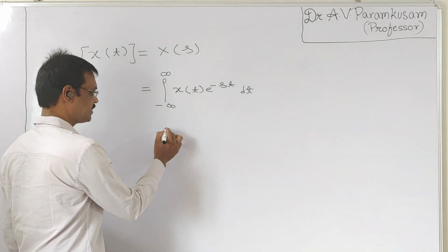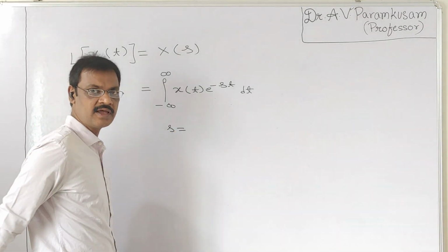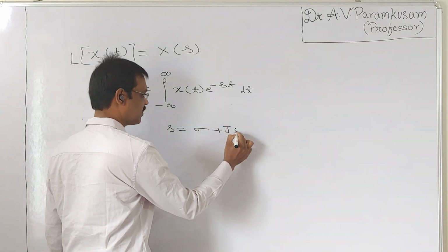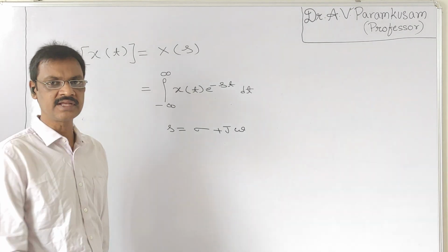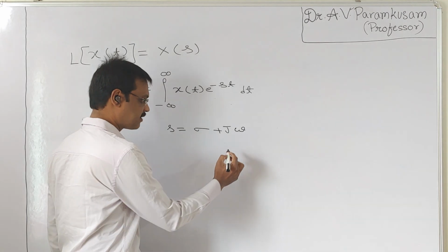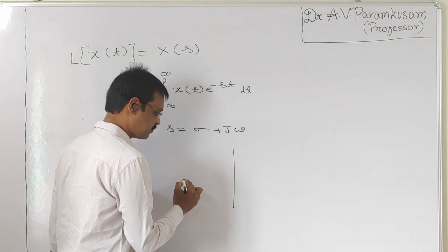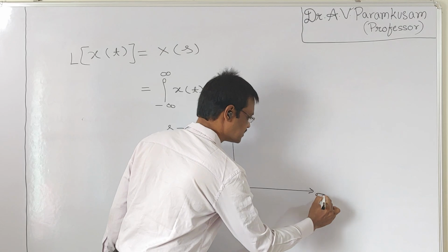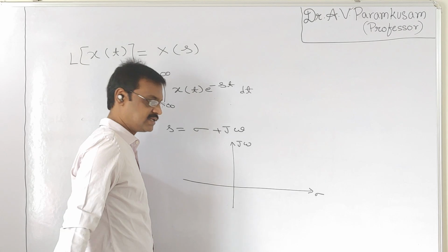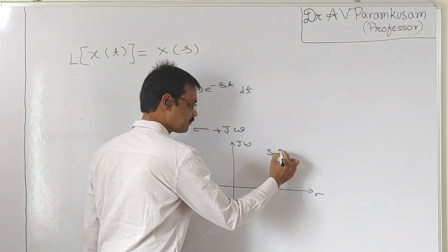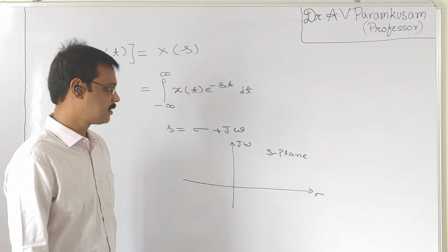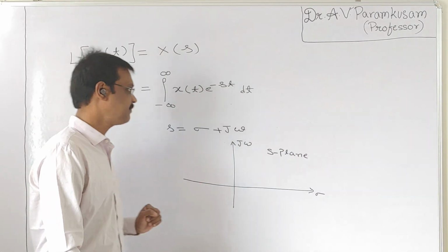Okay. What is s? S is a complex variable, which is equal to sigma plus j omega, where sigma is the real axis and j omega is the imaginary axis. Here I draw the s plane. This is sigma, real axis, and this j omega is the imaginary axis. This is the s plane.